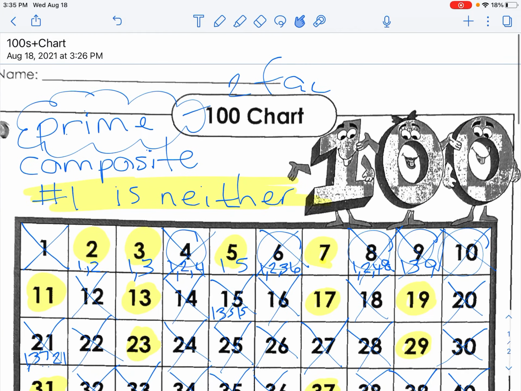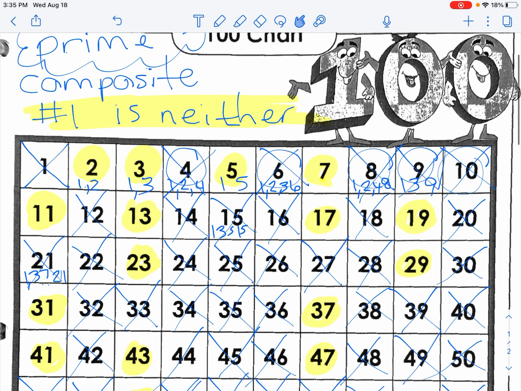All right, so all of those numbers we just highlighted are prime. All of the ones we crossed out are composite. So that's going to help you with a lot of math the rest of the year.